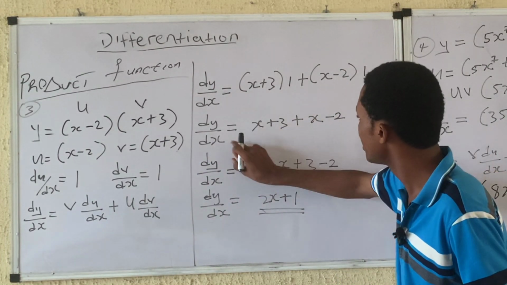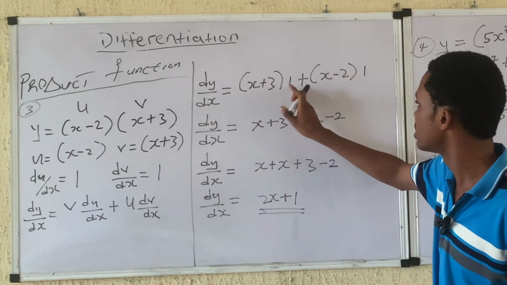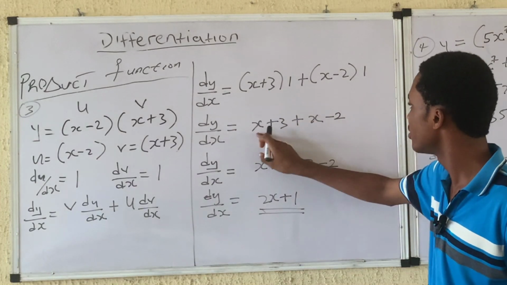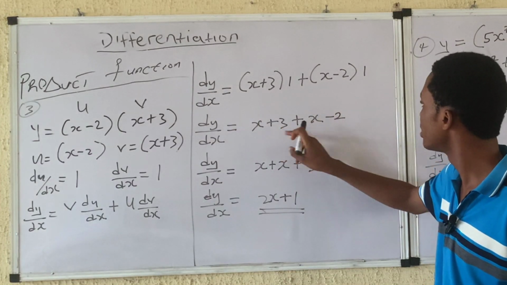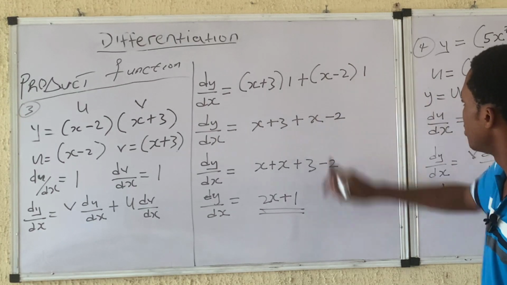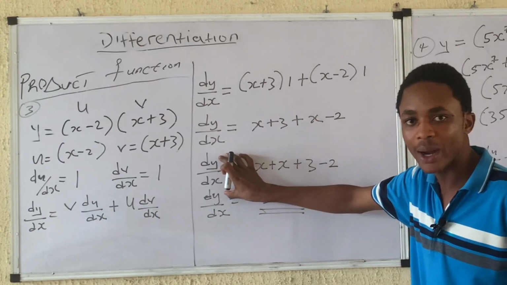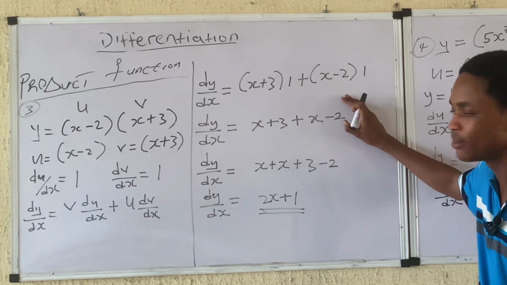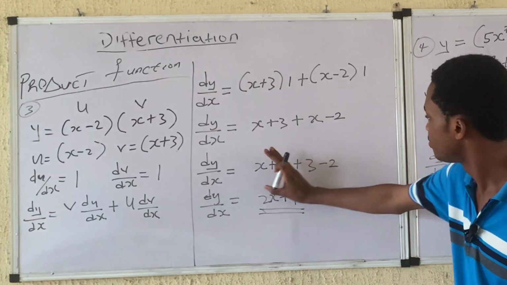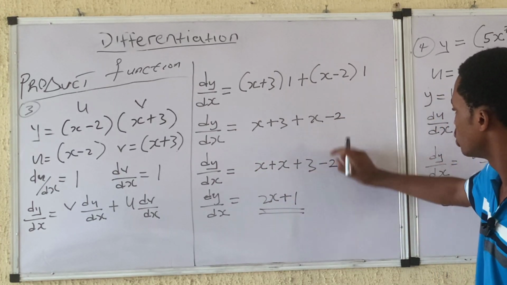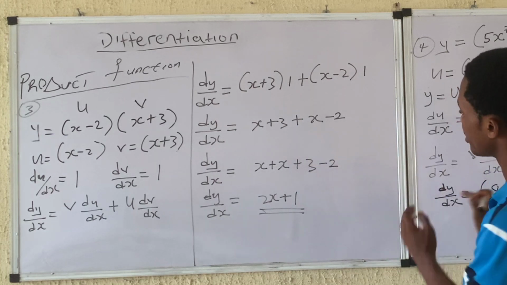dy/dx equals, now open this bracket by multiplying through the bracket. 1 times x will give you x, 1 times 3 will give you 3, plus the same thing, 1 times x will give you x, 1 times minus 2 will give you minus 2. Now collect like terms: the x terms in one place, and 3 and minus 2 in a separate place as well.